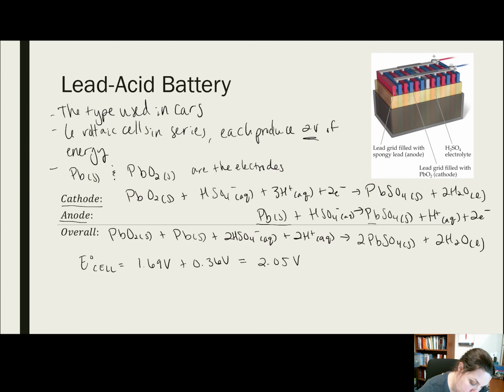As a note, these are rechargeable, which should be obvious since these are what are used in cars. As we drive, we recharge the battery, forcing the reaction to go in the opposite direction.